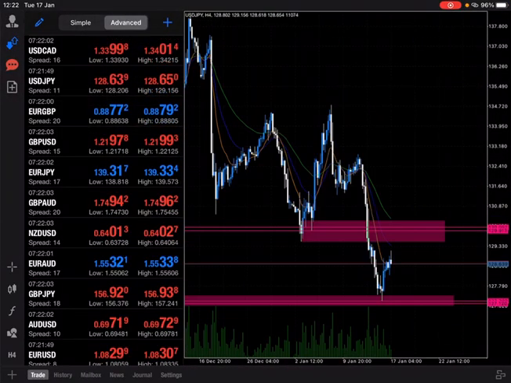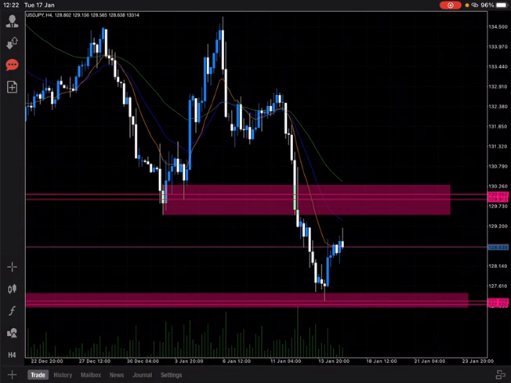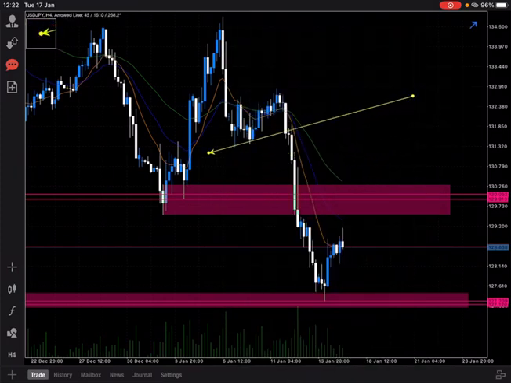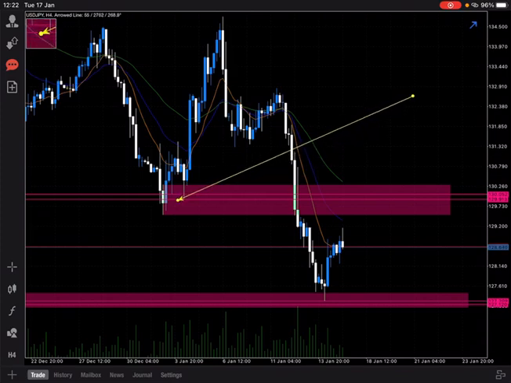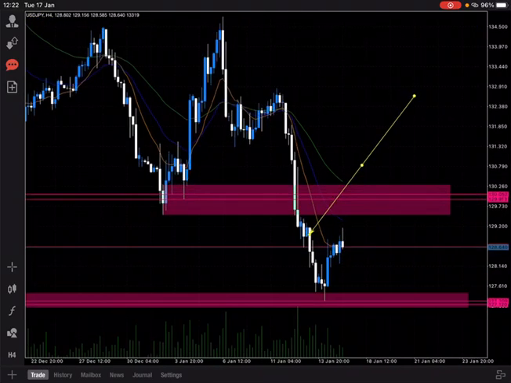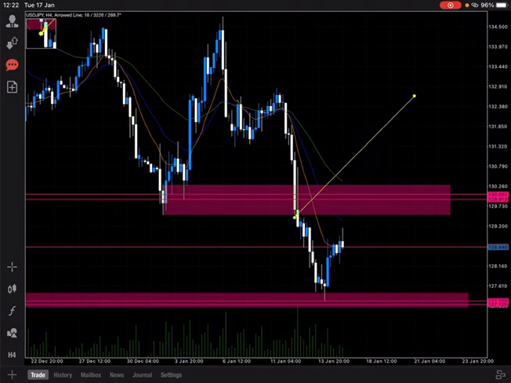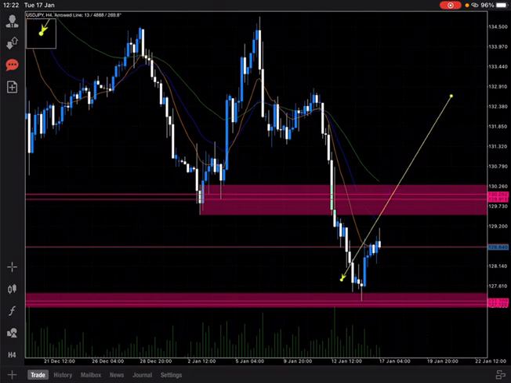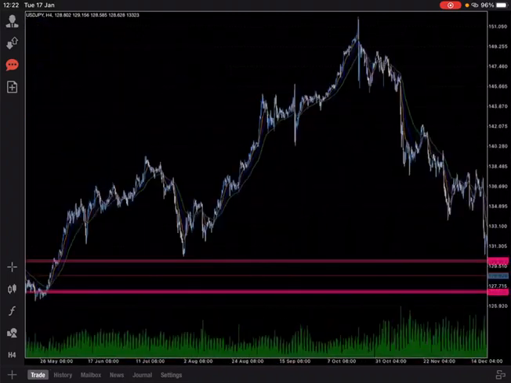Now we go to the next pair, USD JPY. Alright, we have our sell zone up here. Sell zone up here that was an engulfing buy that failed. It has yet to be tested after breaking. Then we have our buy zone down here.